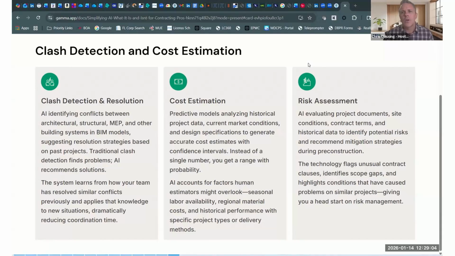And then risk assessment. Do we know what we're signing? Are our contract documents solid? Do we know what the site conditions are? We can identify scope gaps and highlight conditions that have maybe caused problems in the past. So if this project is in the winter and there's going to be snow and potential ice, is the site going to be accessible? How's our schedule going to look? What risks do we incur by being delayed on this project if we have some sort of weather incident or things like that? So AI is a great tool for that as well.